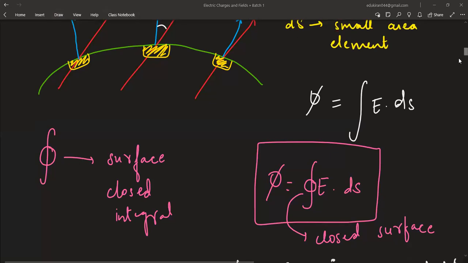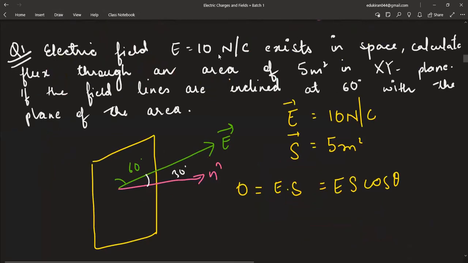Okay, let's see the numericals class. See, here it says that an electric field E, which is 10 Newton per coulomb, exists in space. Calculate the flux through an area of 5 meters square in the XY plane, if the field lines are inclined at 60 degrees with the plane of the area.